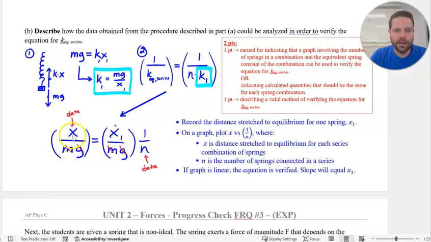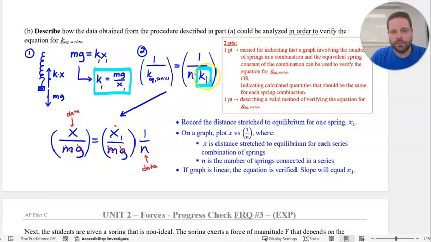So mg over x, that's a data set variable. We're going to have a set of different values as we increase the number of springs that we're using, n. That n is right here. That's the number of springs we have attached. So that'd be 1, 2, or even 3 springs. So we're going to have 3 different data points here if we use 3 springs.